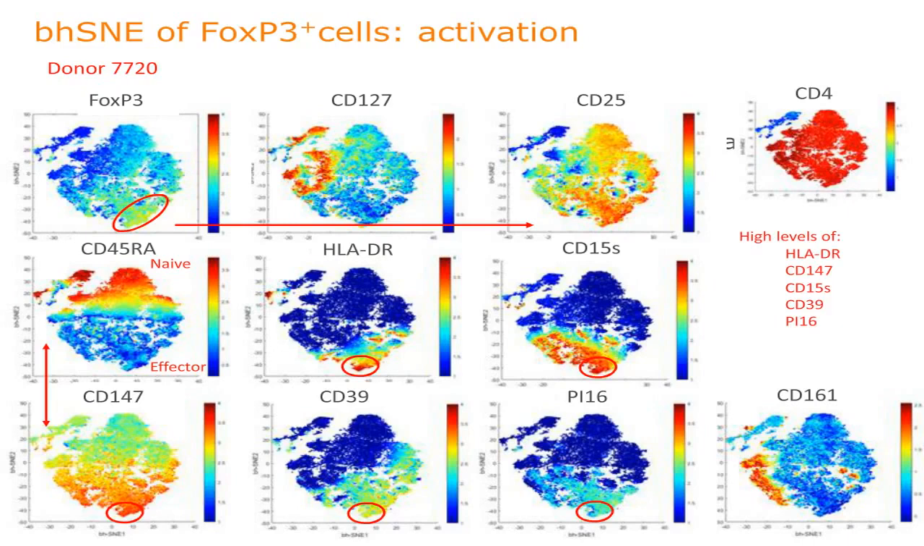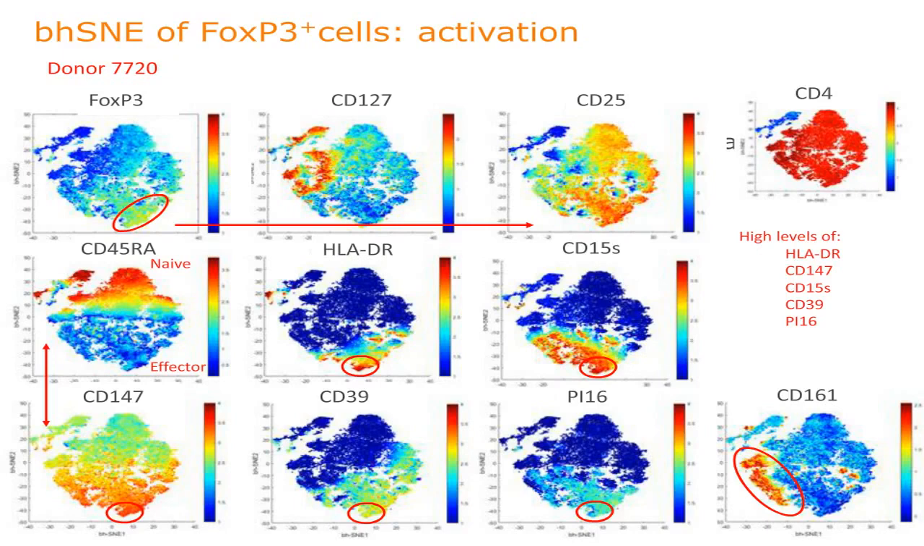If we continue to look at the FOXP3 bright cells, we can see at the very, very tip on the bottom here of CD147, that those cells are HLA-DR bright. And they're also CD15S positive. We can also see that they're positive for CD39, but they really don't have CD161 expression. In fact, CD161 seems to have its own unique expression pattern all by itself. It's completely pulled away from all the other FOXP3 positive T regulatory cells.